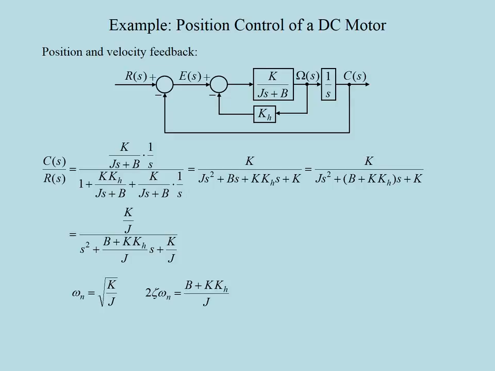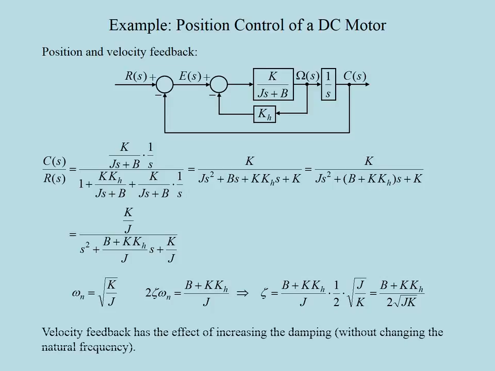Nevertheless, the 2 zeta omega n term has been changed. In fact, instead of B, zeta is now proportional to B plus K times K sub H, and both K and K sub H are positive. In other words, zeta has now become larger. That means the velocity feedback has the effect of increasing the damping of the system without changing the natural frequency.